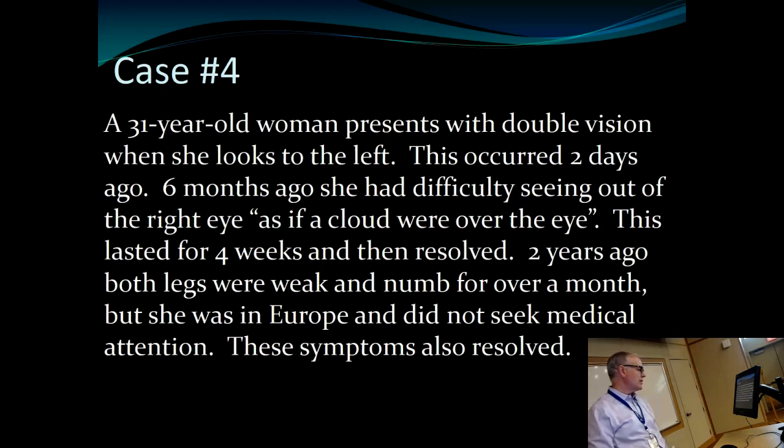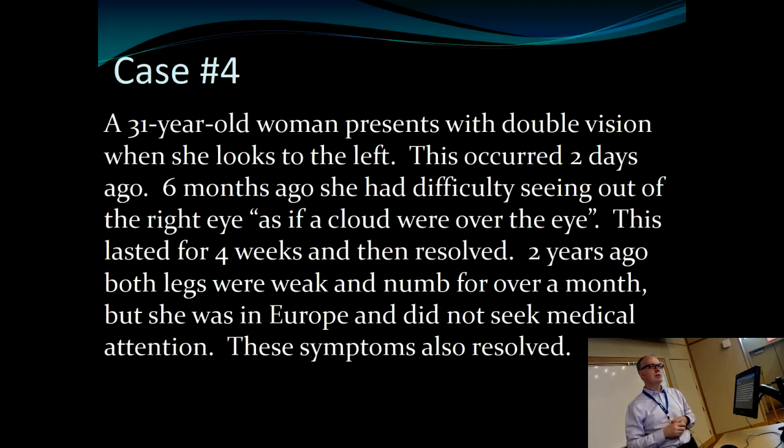This lasted for 4 weeks and then resolved. Now 2 years ago, both legs were weak and numb for over a month, but she was in Europe and did not seek medical attention. These symptoms also resolved. All right, so the general rule is when someone has bilateral leg weakness and numbness, the lesion's almost always spinal cord. Okay, so here we've got, like 3 different lesions that come and go. So what does that suggest to you?